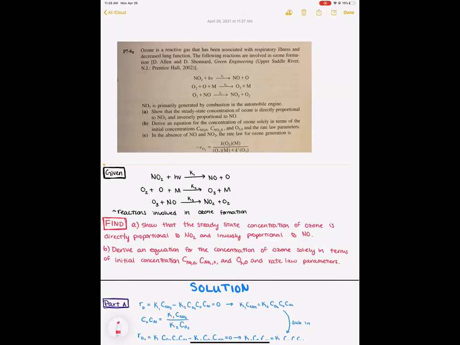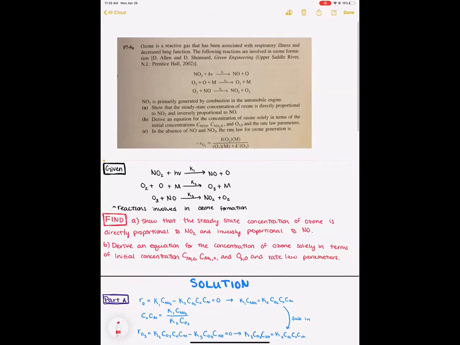And so part A is going to be showing that the steady state concentration of ozone is directly proportional to NO2 and inversely proportional to NO. Then the second part of our problem is going to be part B, and that's just deriving an equation for the concentration of ozone solely in terms of the initial concentration of NO, NO2, O3, and the rate law parameters.